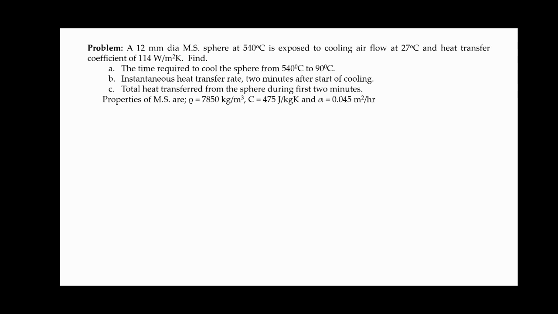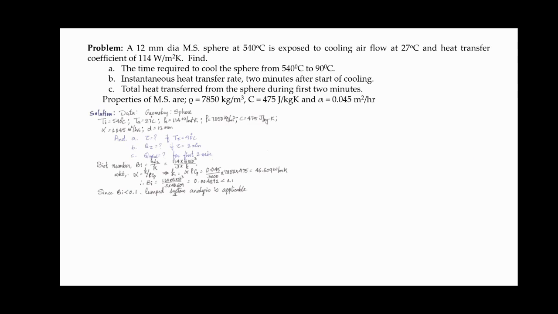Properties of MS are: rho equals 7850 kg per meter cube. C is 475 joule per kg Kelvin. C is nothing but specific heat Cp, and alpha is equal to 0.045 meter square per hour.